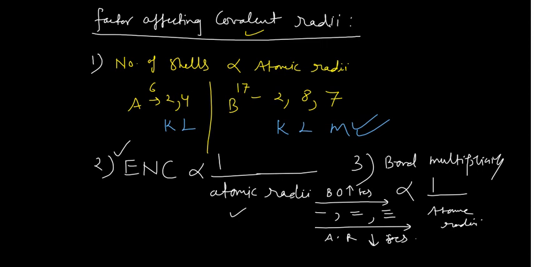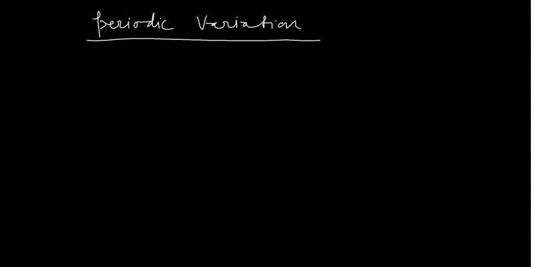Okay, now the next thing, that is periodic variation of atomic radii. So what is the meaning of the periodic variation? When you move along the row, that means from left to right in the periodic table, your atomic radii decreases, and when you go downwards, your atomic radii increases. So it is just like that.